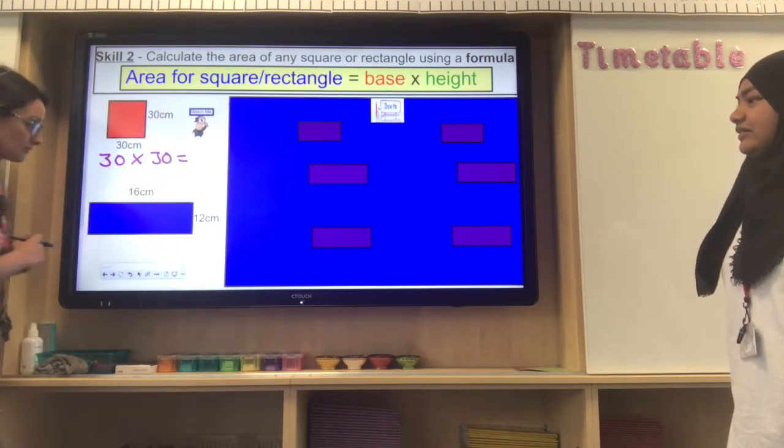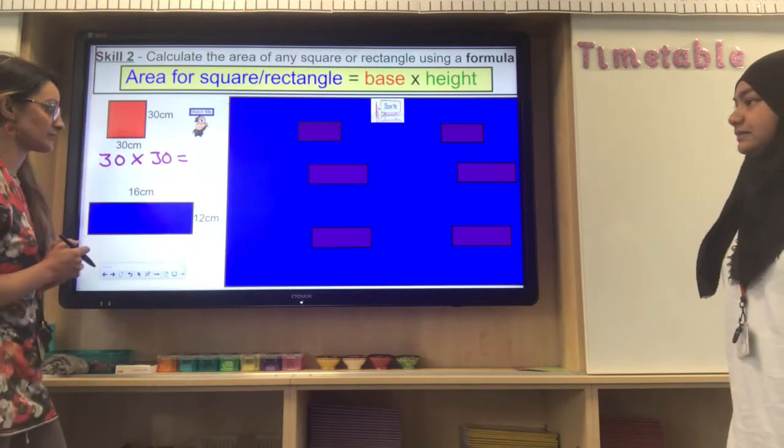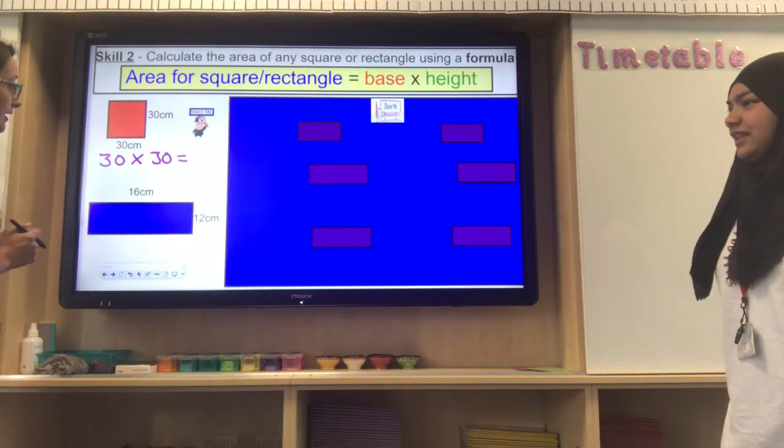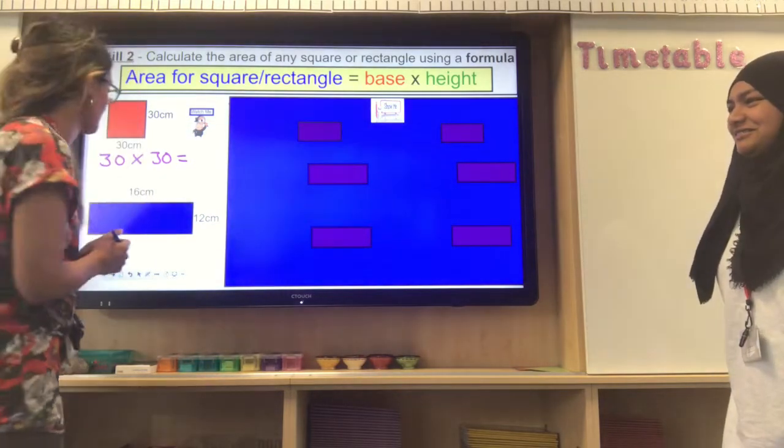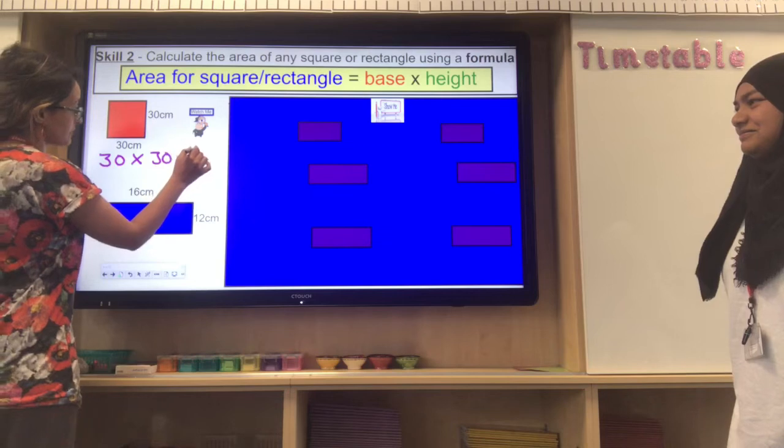Now, lots of you I know will take off a 0 to do 3 times 3, which is 9, and then add the zeros back on. It's not mathematically accurate, though, is it, Mrs. Gale? It's not, but you need to understand that you're moving the placeholders. So 30 times 30, your final answer would be 900.